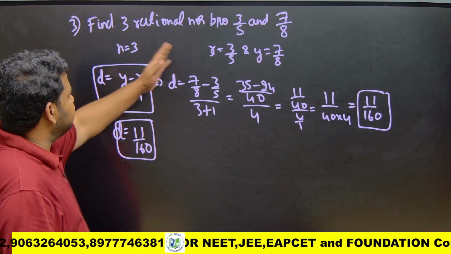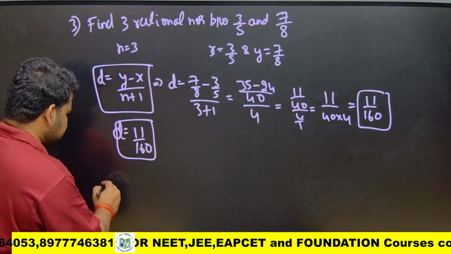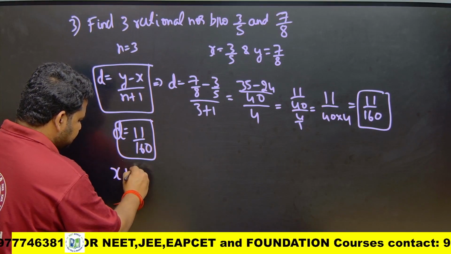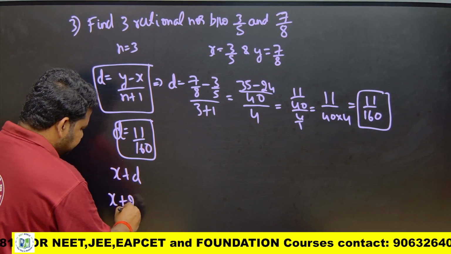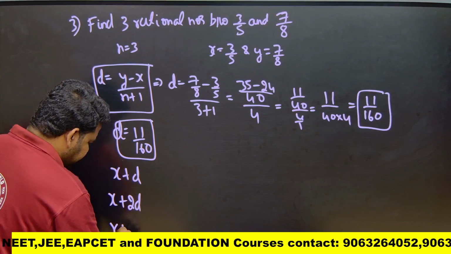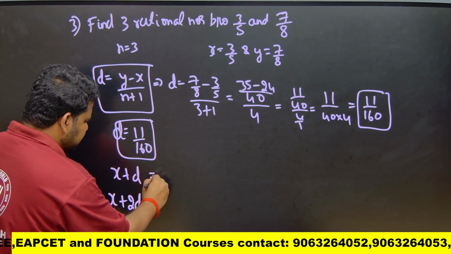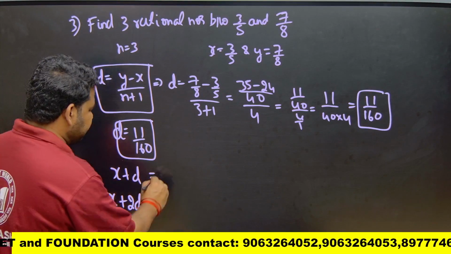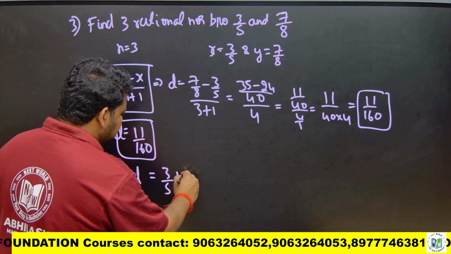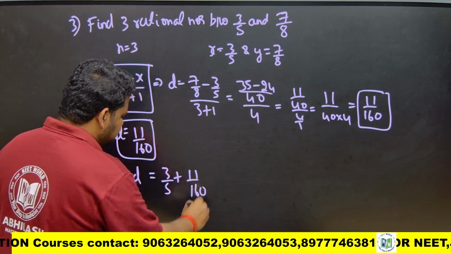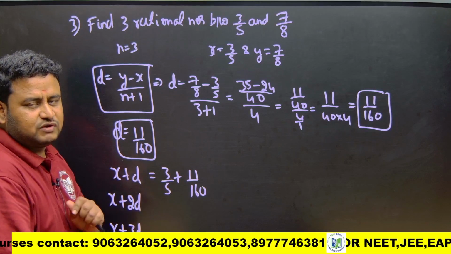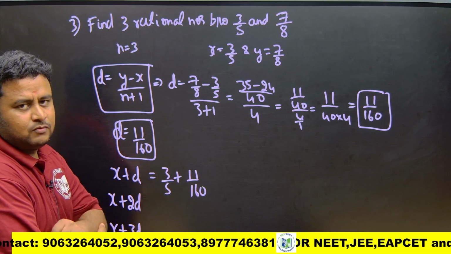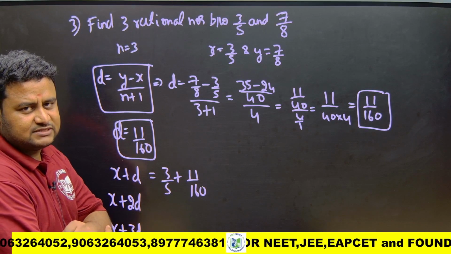So 3 rational numbers I can write as x plus D, next x plus 2D, next x plus 3D. Okay. So x plus D is 3 by 5 plus 11 by 160. So 160 and 5, what is the LCM? Is it 800 or what is the LCM?